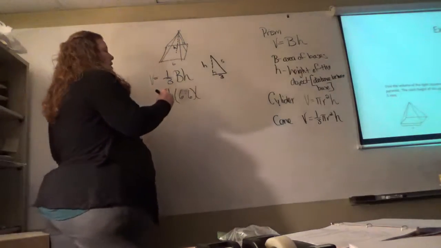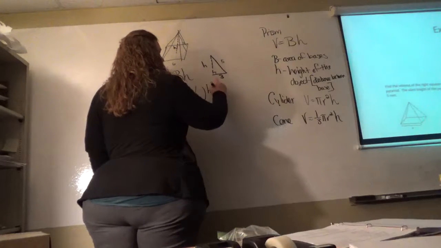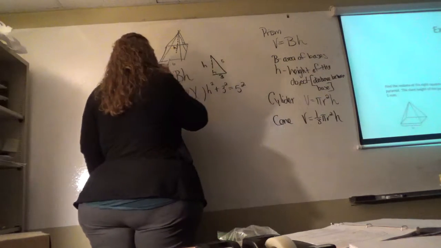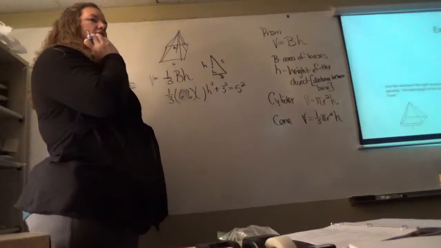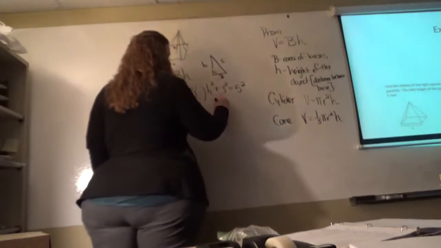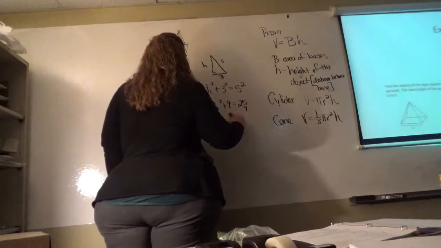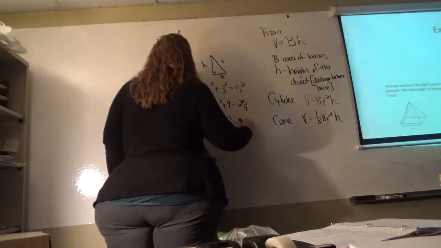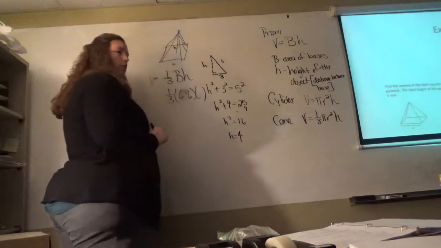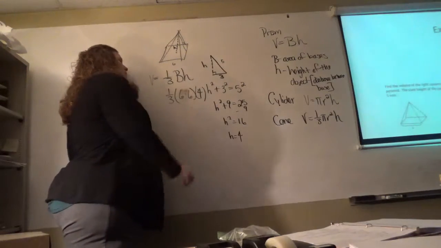How are we doing with that? Okay. Pythagorean theorem would say h squared plus 3 squared equals 5 squared. Because 5 is my hypotenuse. H squared plus 9 equals 25. H squared is equal to 16. So h is equal to 4. So now you can take 4 and plug it in.